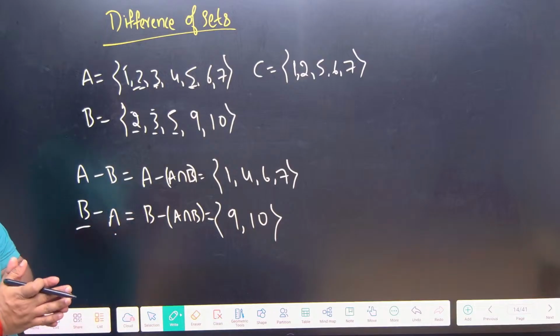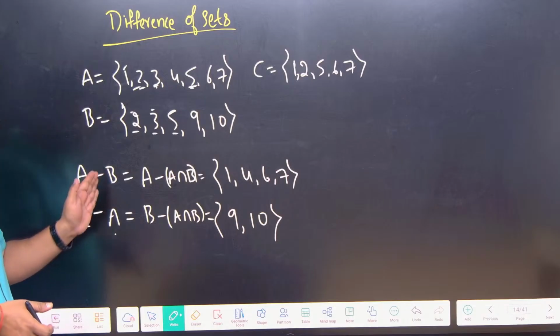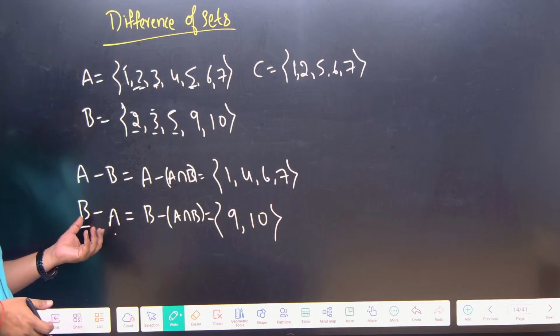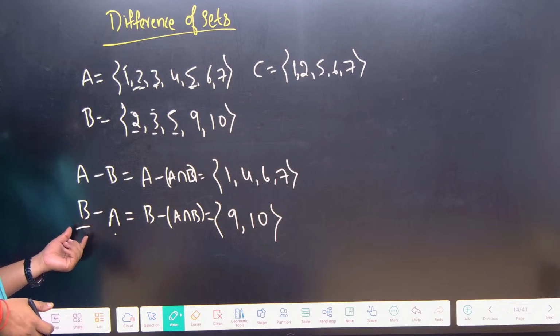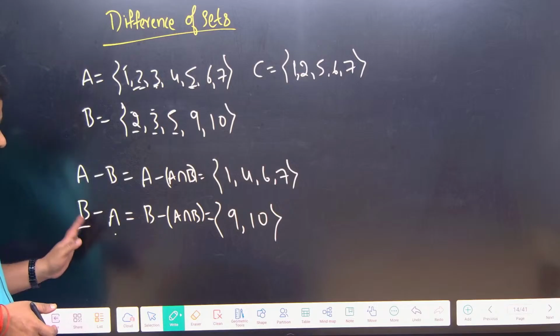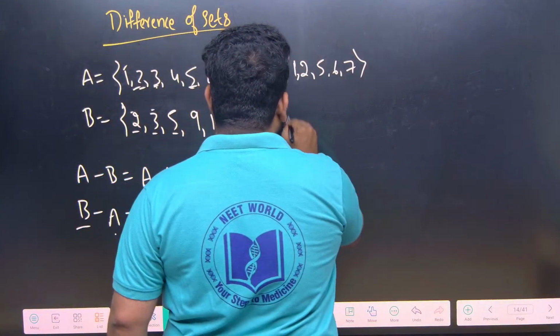So remove the common things and write the elements that are present in the first set, that is set A, when it comes to A minus B. So here remove the elements that are common between A and B and write the remaining elements that are present in the first set. The first set here is what? B. So let us take one more example.